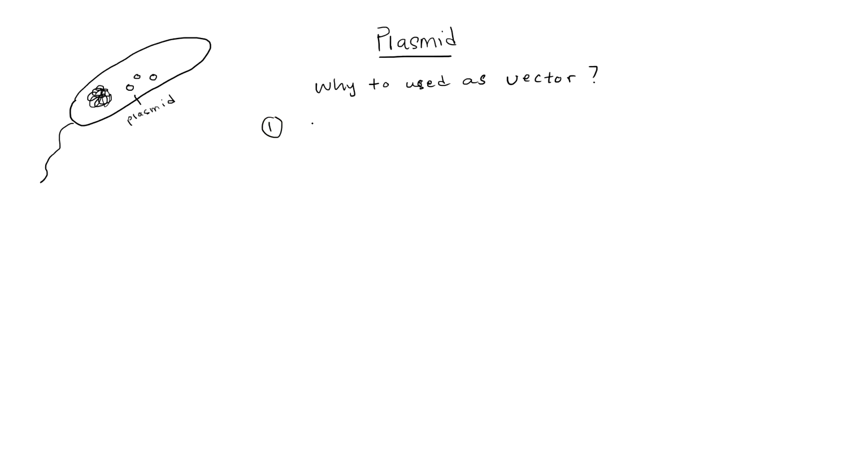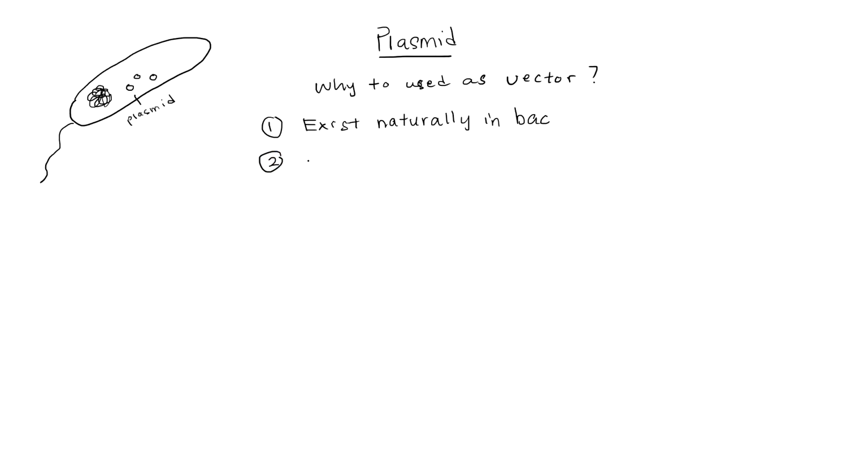First point, it occurs naturally in bacteria. So they will not have any DNA rejection issues. Wherever you clone the genes into this plasmid, the bacteria will happily accept it into their cells. So there is no rejection since it occurs naturally in bacteria.